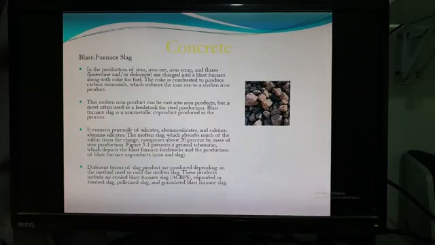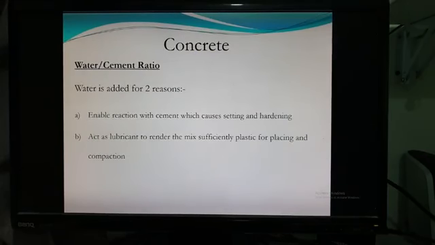Okay, so this is the diagram of the slag. As I said, we call a site production of iron ore smelting. I will not go into detail into this because it's just an explanation of the blast furnace slag, not the concrete overall. And then the water cement ratio.